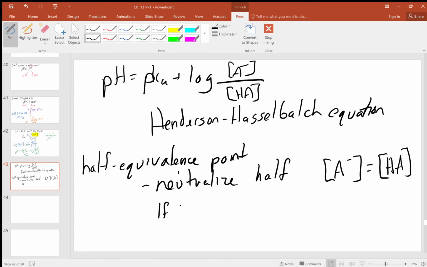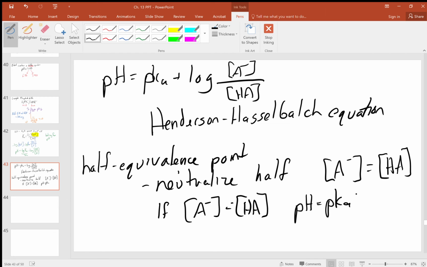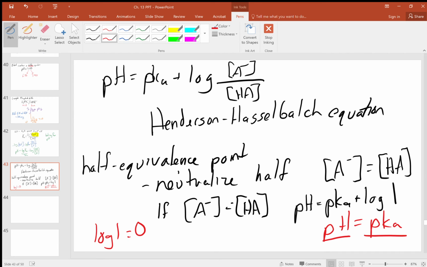Well, if A minus is equal to HA, what does that do to our Henderson-Hasselbalch equation? Well, it makes pH equal to pKa plus the log of A minus over HA, but if A minus and HA are equal, then that's the log of 1. What is the log of 1? The log of 1 is 0. And so at the half equivalence point, and only at the half equivalence point, the pH and the pKa are equal.